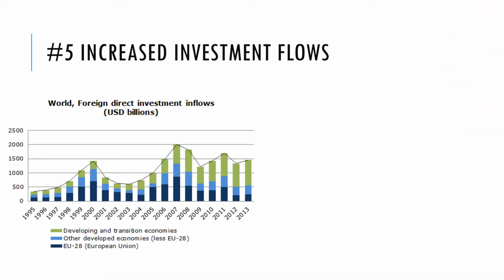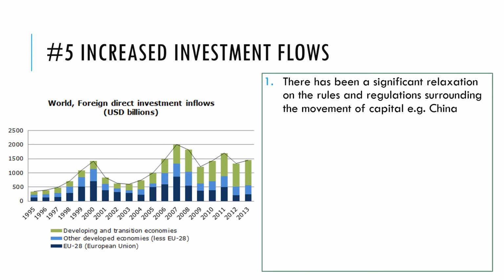Okay, number 5 is increased investment flows. So around the world, a number of countries have made it easier for people and businesses to move money in and out of their countries. If we look at China as an example again, if you go back 30, 40 years, it's actually quite difficult to move money into China if you wanted to expand your business. And if you made a profit, quite difficult to move the money back out.